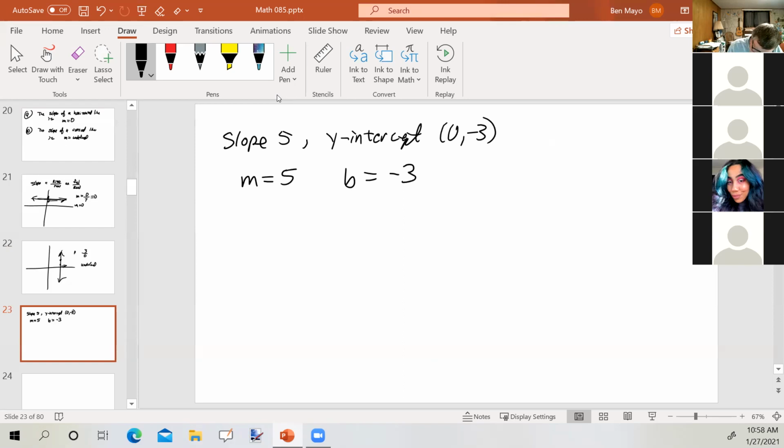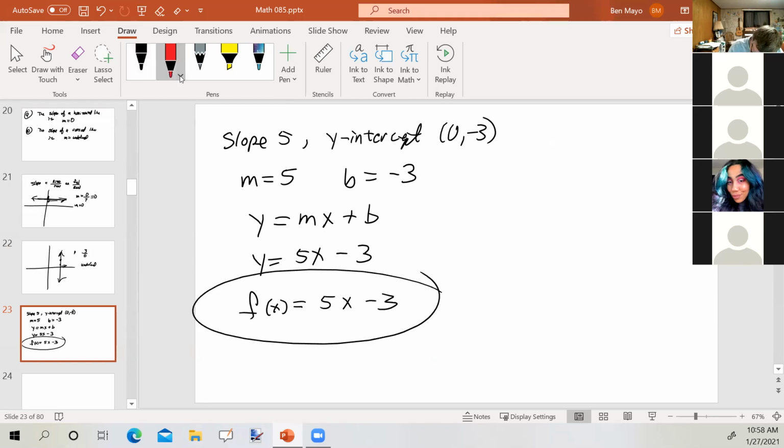We can plug that into the form y equals mx plus b, the slope-intercept form. So we would get y equals 5x minus 3. You could write plus -3, but it's cleaner to just write -3. But we want it to be a function. So we're going to say f of x equals 5x minus 3. That has a slope of 5 and a y-intercept of -3. Any questions on that particular problem?